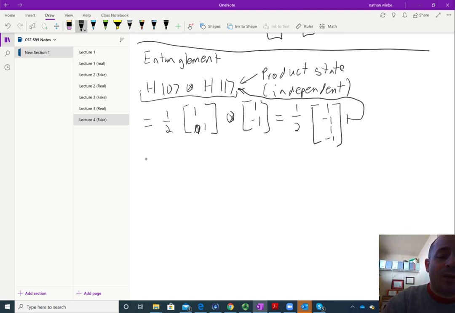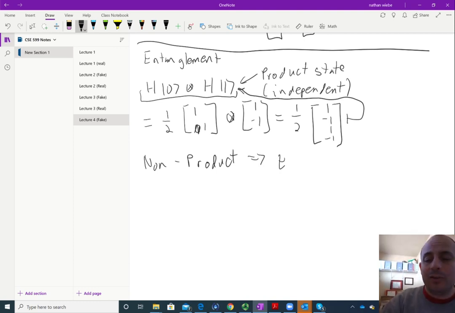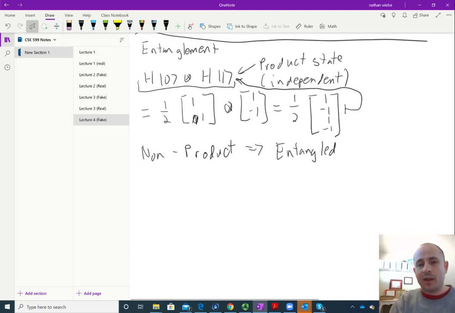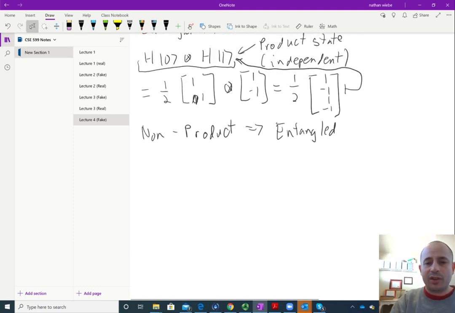And states that are not product states, which are the vast majority of quantum states, we call entangled, which is basically, think of it as meaning correlated, except there are some stronger correlations that can pop up with entanglement than ordinary statistical correlation. So, all right, cool. That is what an entangled state is.